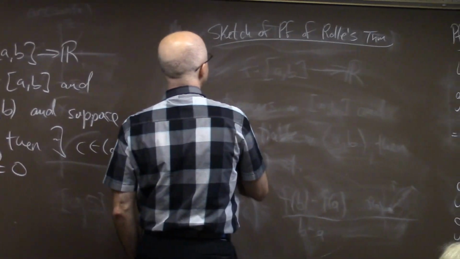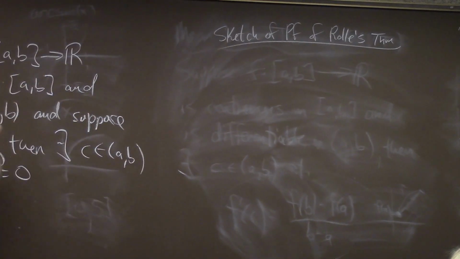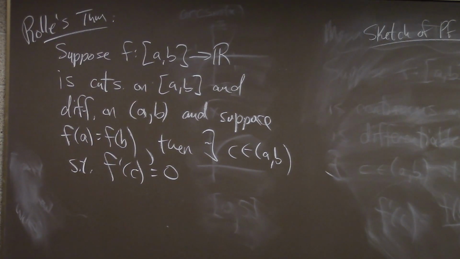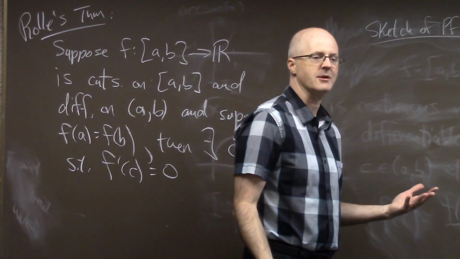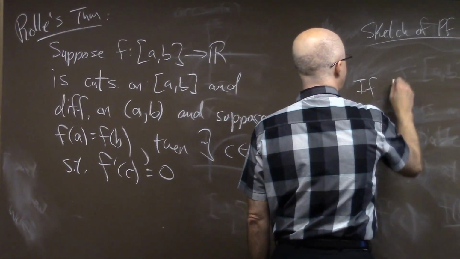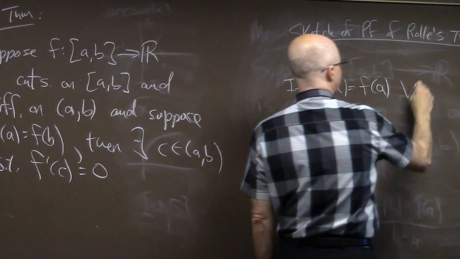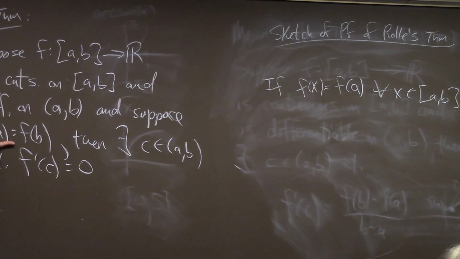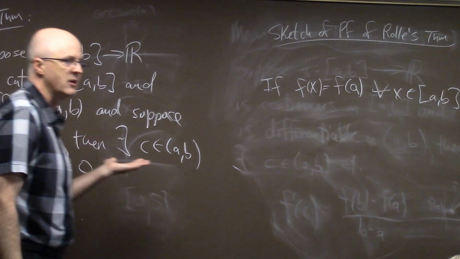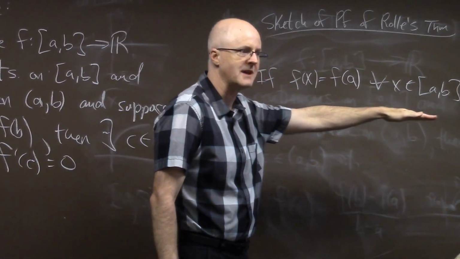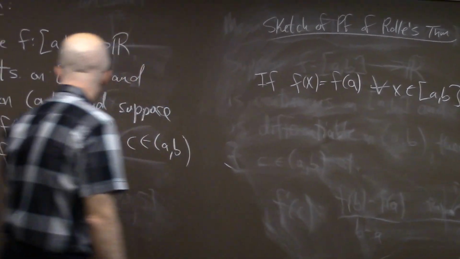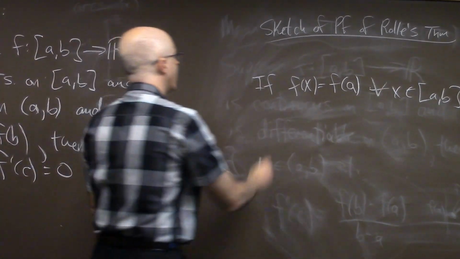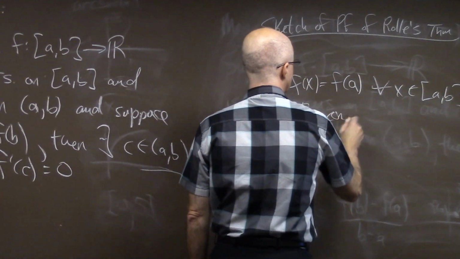Let's sketch the proof then. So again, we're trying to prove Rolle's theorem. So we are assuming we've got a function that's continuous in the closed interval and differentiable in the open interval. If the function's constant over the interval, if f of x equals f of a for all x in the interval, including at b where you're already assuming f of a equals f of b, then the conclusion is obvious. The function's a constant function, its graph is horizontal, its derivative is always 0, including at every interior point of the closed interval. Then the conclusion is trivial.